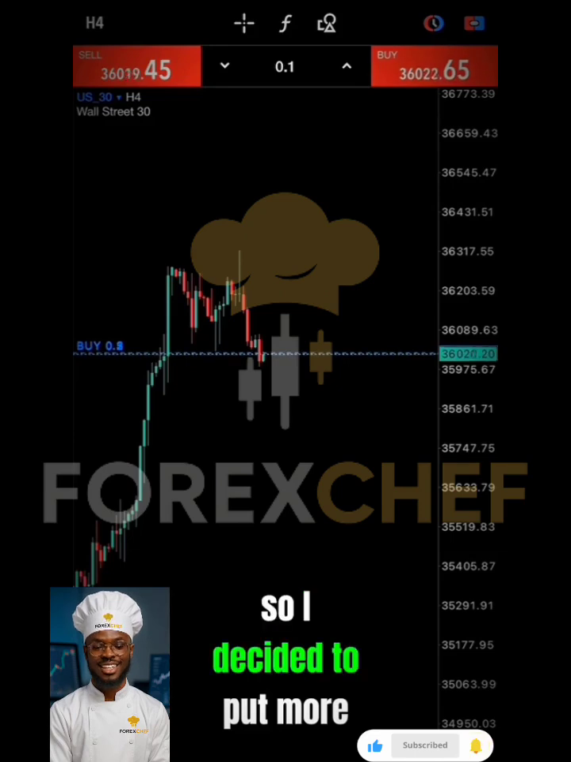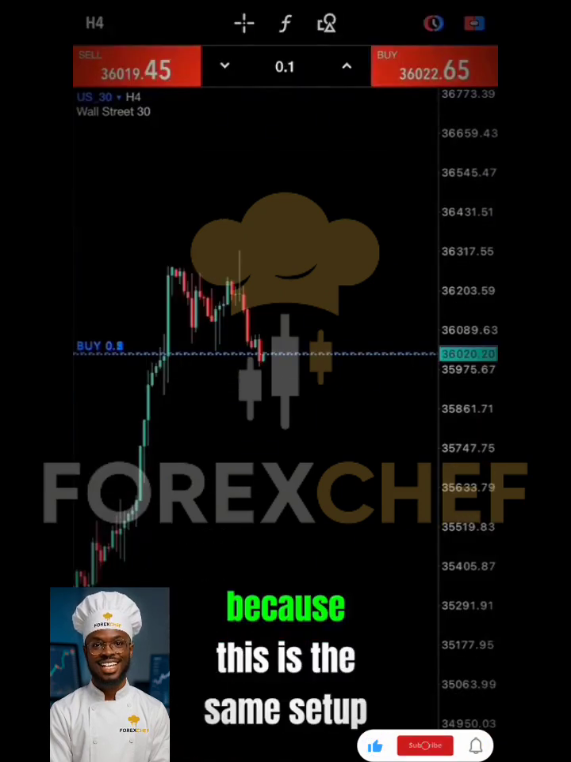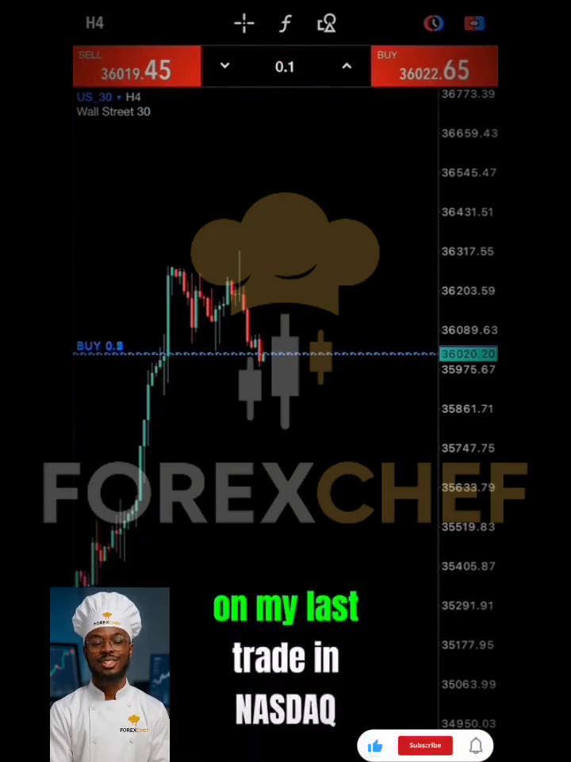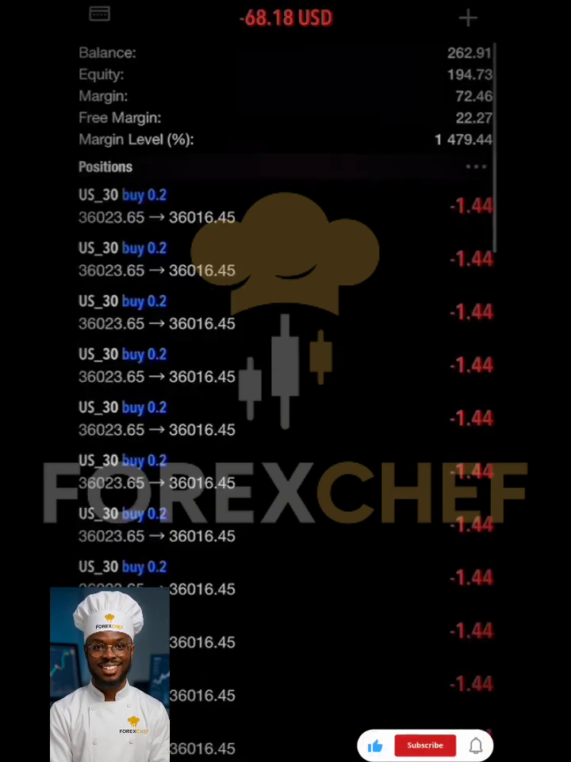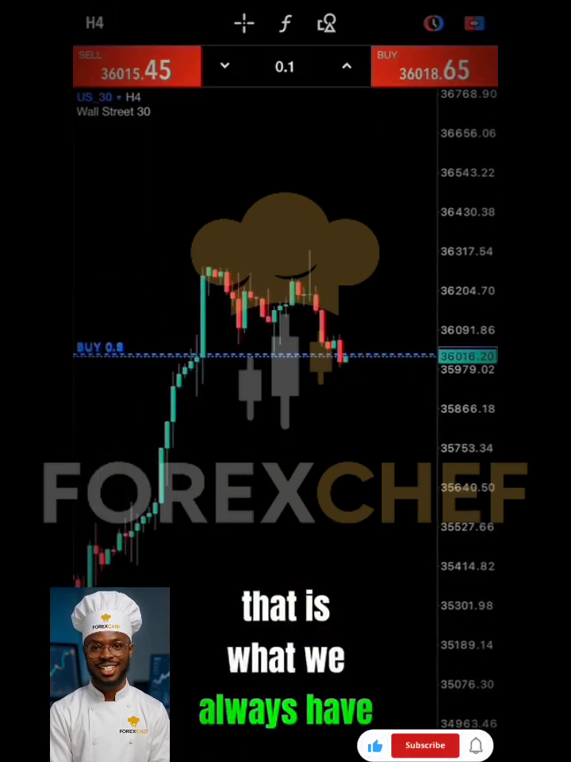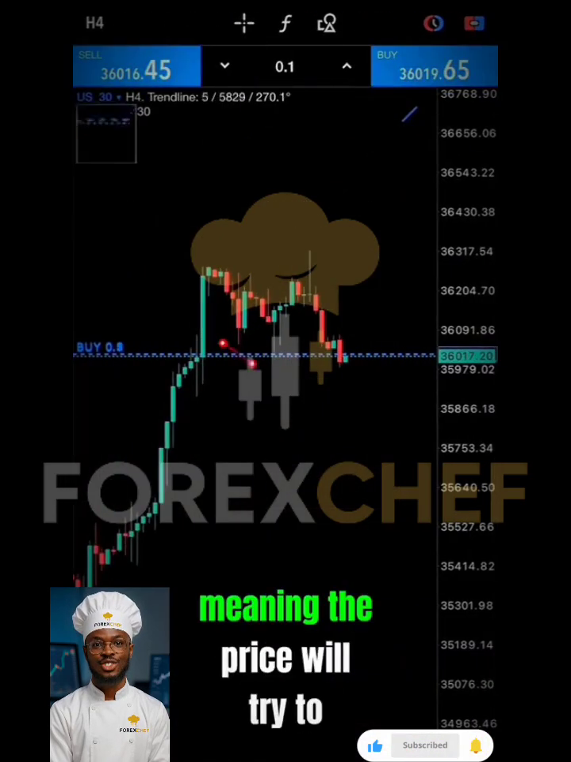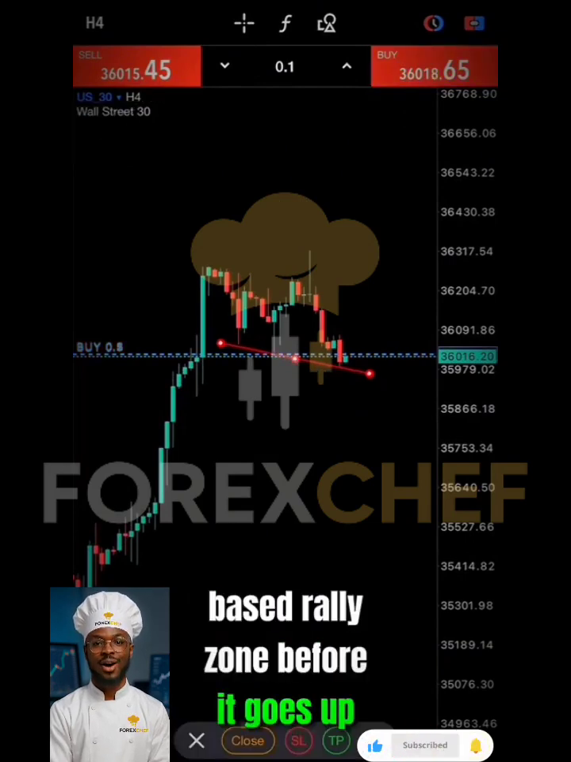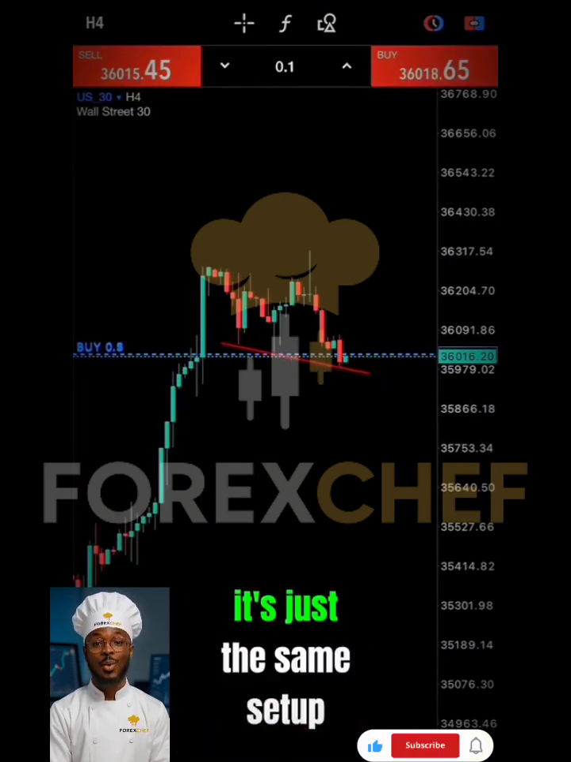So I decided to put more buy positions here because this is the same setup as I have traded on my last trade in Nasdaq. This is the same setup. It's just the same setup. So that is what we always have, and this is the H4, meaning the price will try to reach the rally base rally zone before it goes up. It's just the same setup.